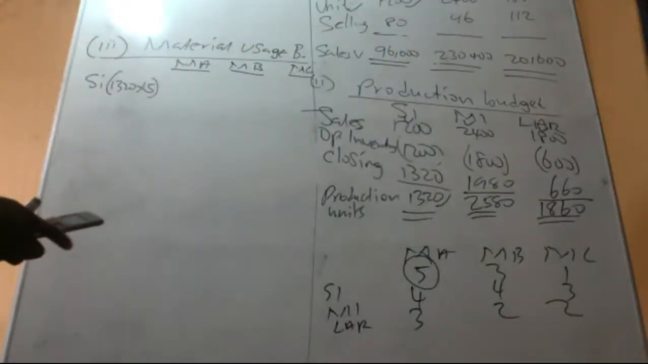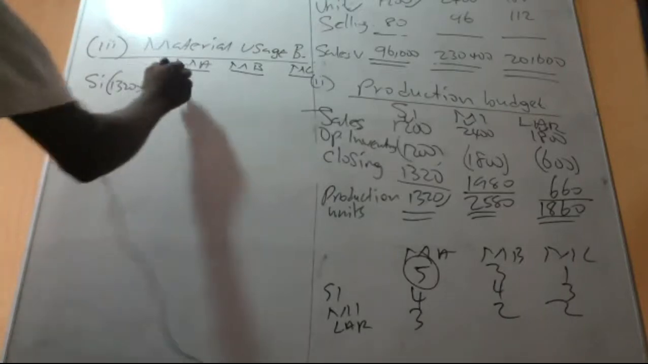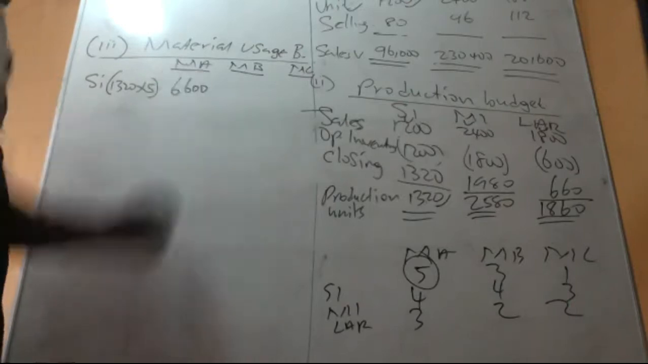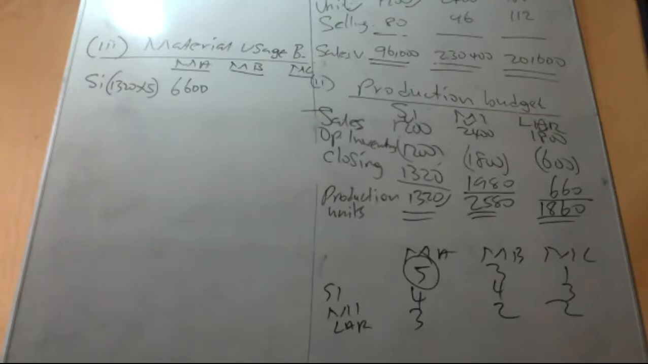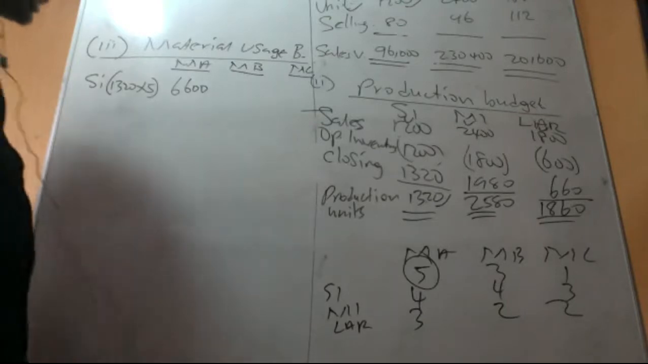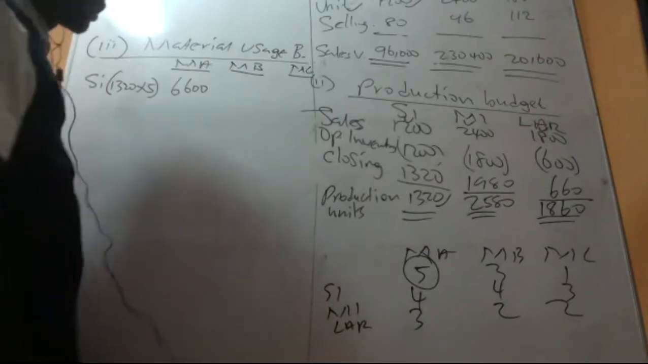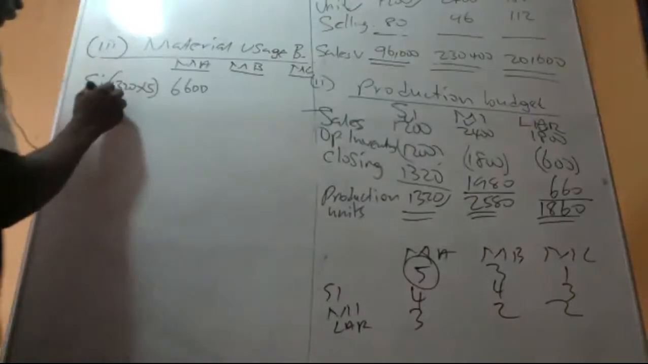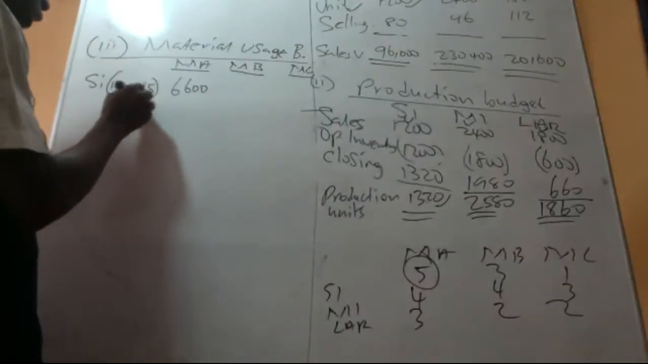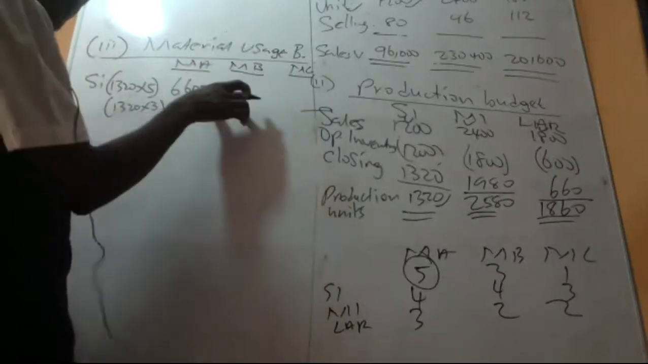So 1320 by 5 will probably give us 6,600. So 6,600. Now let's go to MB. Still, if I want to produce a unit of SI, how many units of MB do I need? I need 3. So I'll do the same calculation, 1320 by 3.